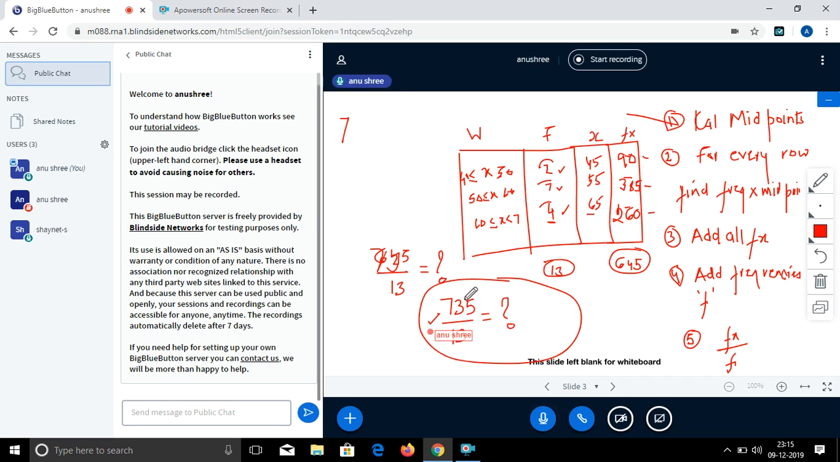Okay. Have you solved this? Yeah. No, then you just have to divide 735 by 30. Is it 56.53? Yes, that's 56.5.